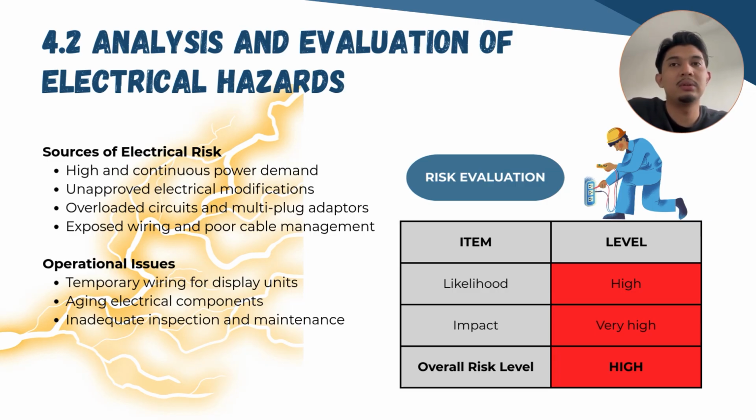And for the risk evaluation, the likelihood is high. The impact is moderate to severe, which is high because there is a possibility of fire ignition, equipment damage, and power outages. So the overall risk level is high. Electrical hazard significantly increases the fire risk.